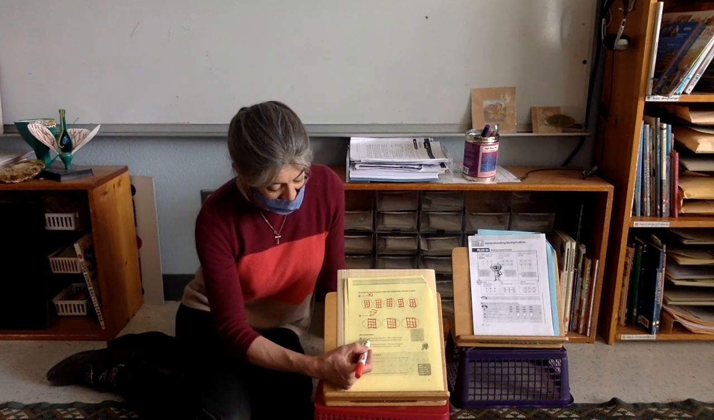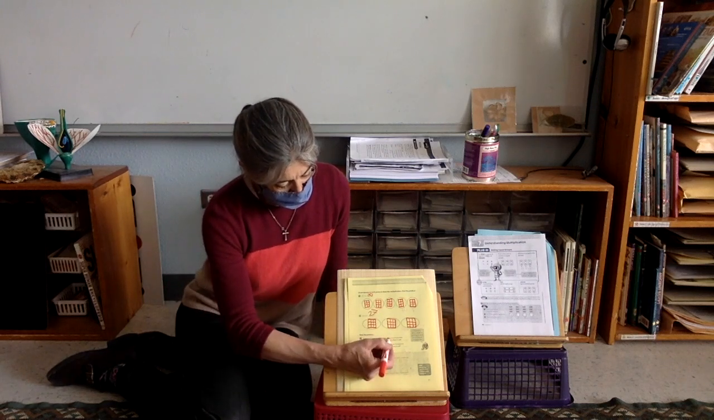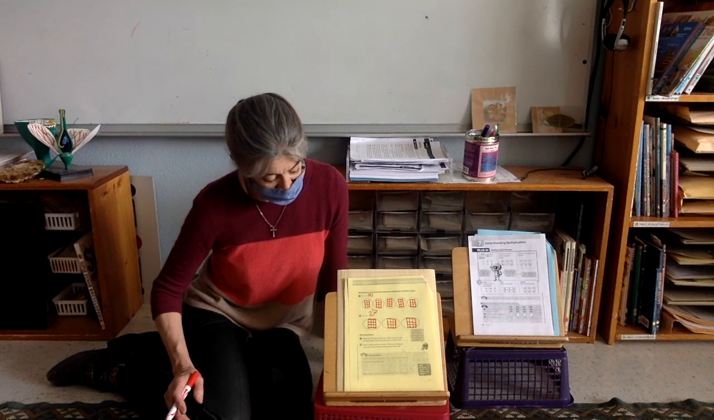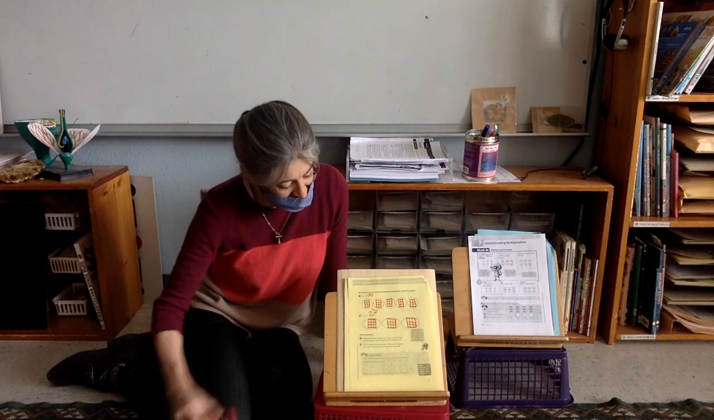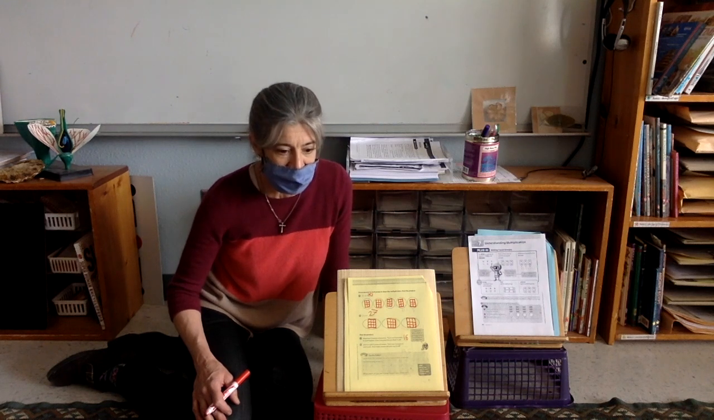Okay, Maya has 2 baskets of peaches. There are 8 peaches in each basket. How many does she have in all? So it's 2 groups of 8. 16. Good, Jude. She's got 16 peaches. No, not 18, Andrew. 16. Use your eraser.